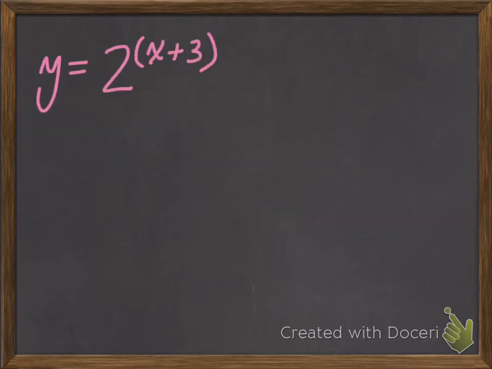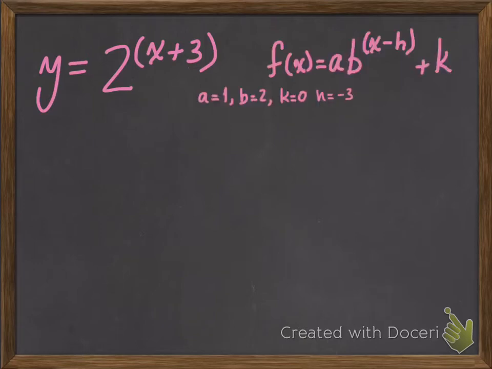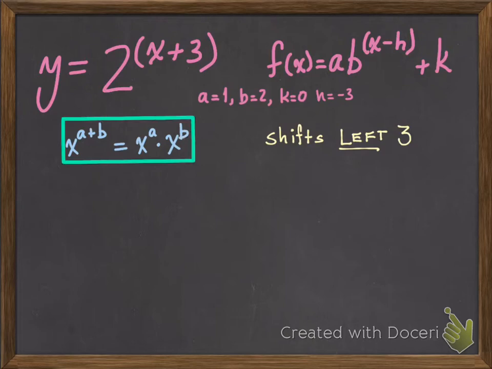We'll keep that in mind as we look at our first example of an exponential function that's got a horizontal shift. We've got an a value of 1, we've got a b value of 2. We don't have any vertical shift, k equals 0 in other words, but we do have this horizontal shift of h equals negative 3, and please observe that x plus 3 means h is negative 3, and that is a shift left of 3 units. Now, to remind you about that law of exponents, you can see that our function takes the form of that x to the a plus b part of that law of exponents, 2 to the x plus 3.